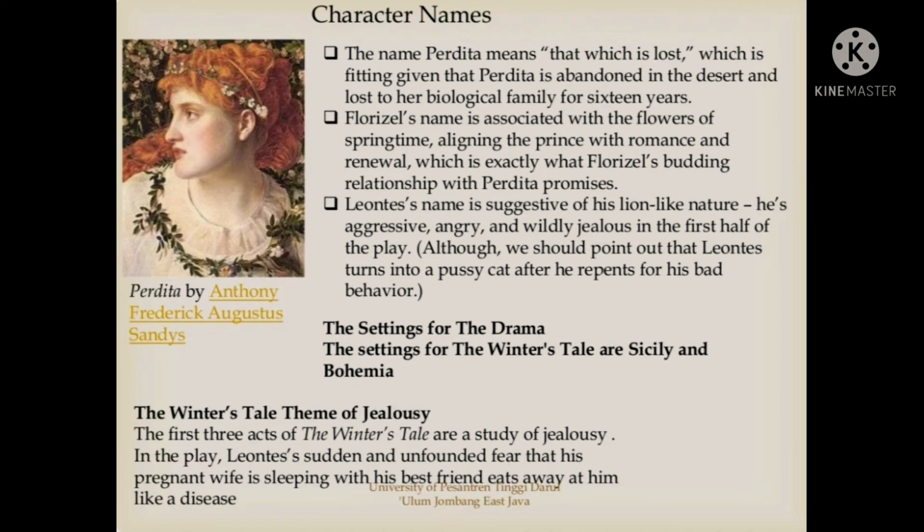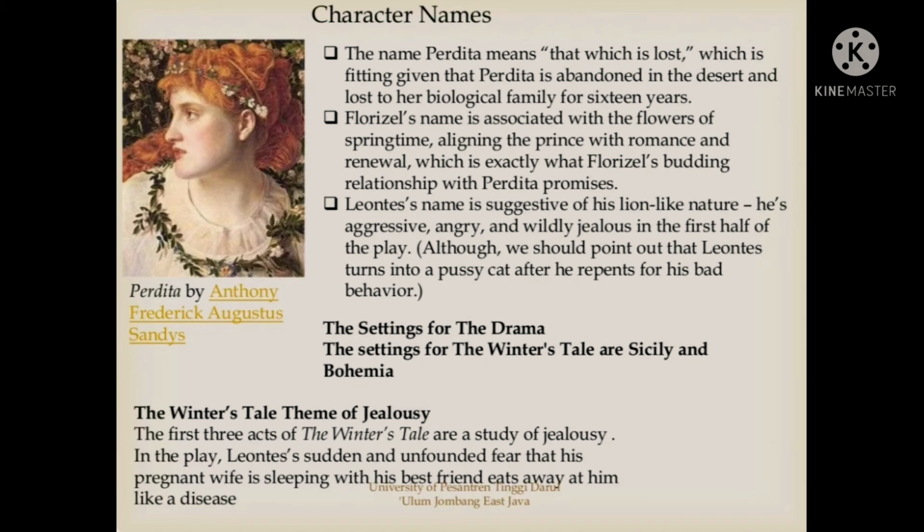And the next one is the setting for the drama. The setting for The Winter's Tale is Sicilia and Bohemia, both as separate kingdoms. The theme of jealousy is fully seen in the play. The first three acts of The Winter's Tale are a study of jealousy. Leontes' sudden and unfounded fear that his pregnant wife is sleeping with his best friend eats away at him like a disease.